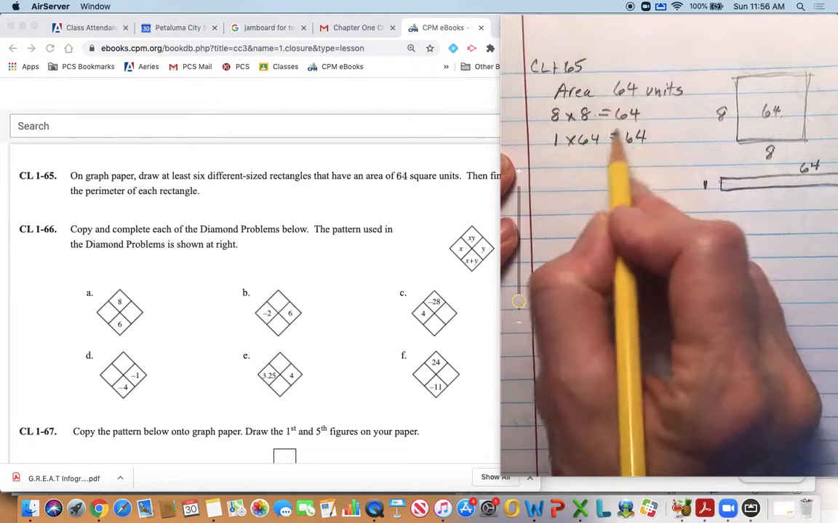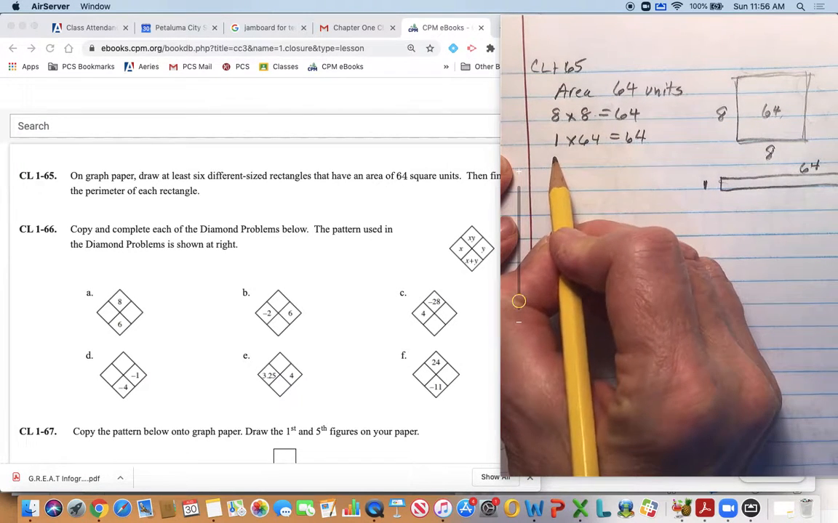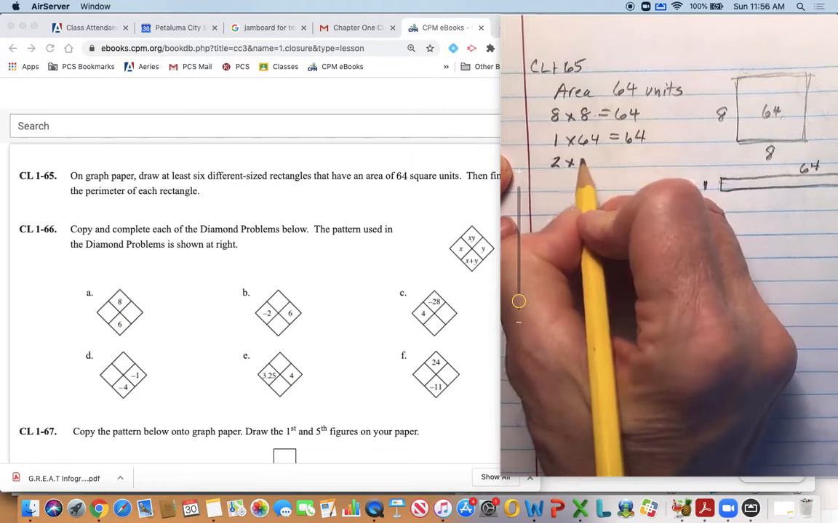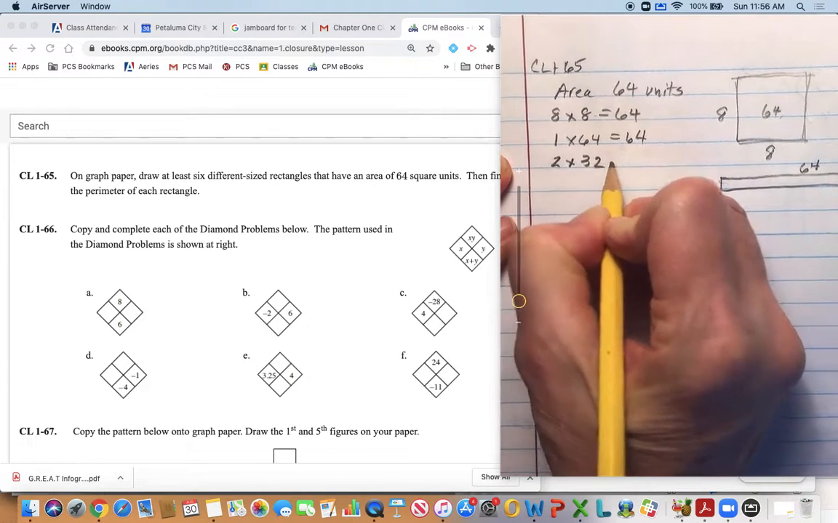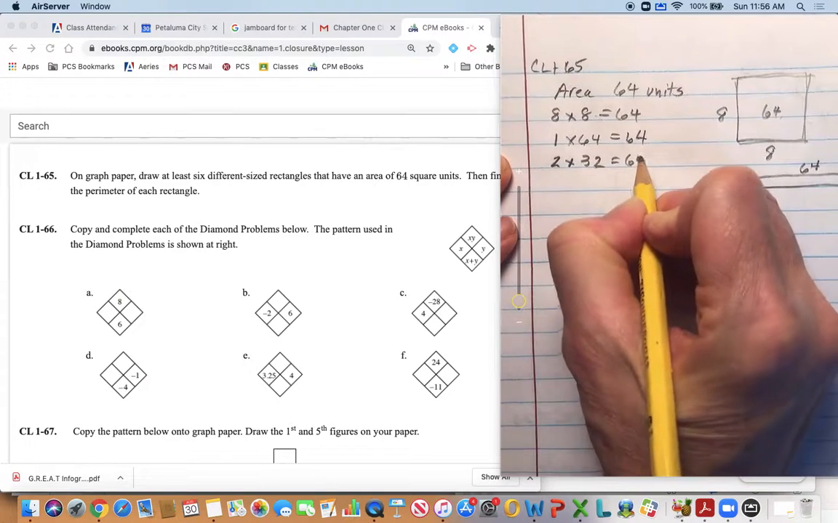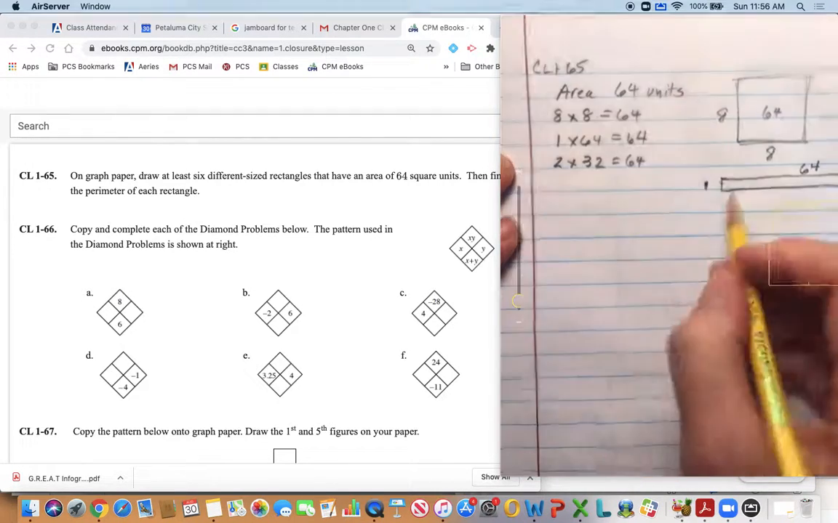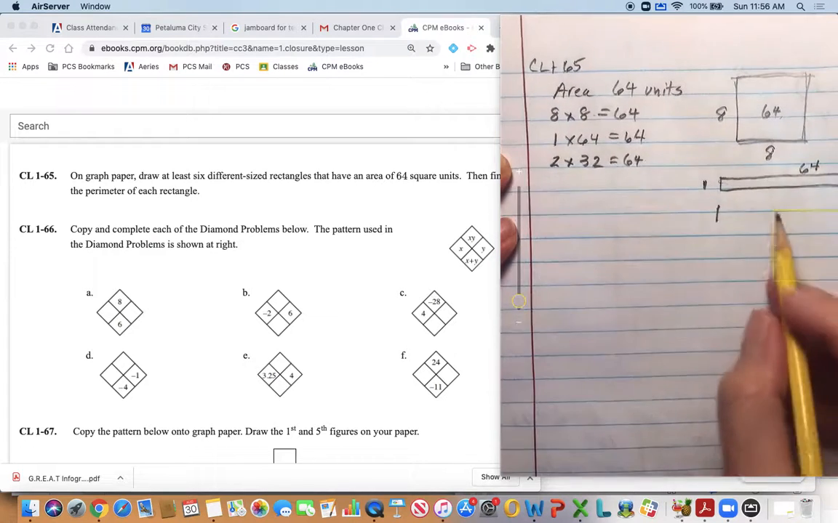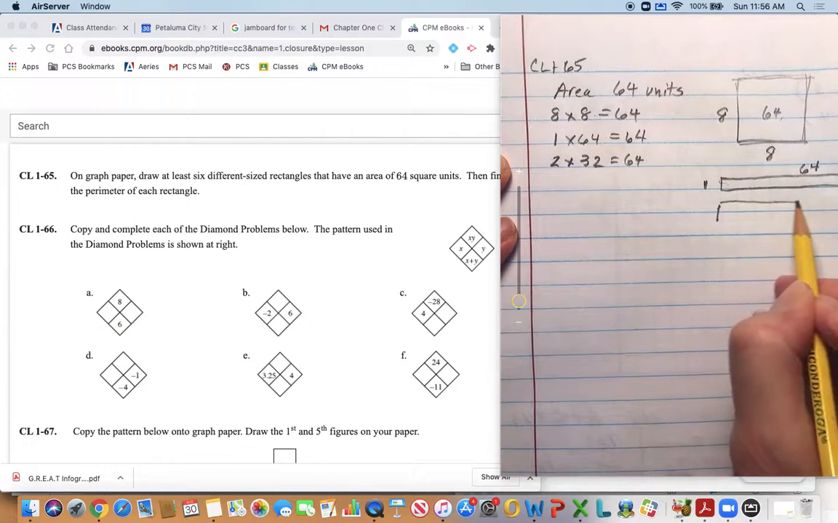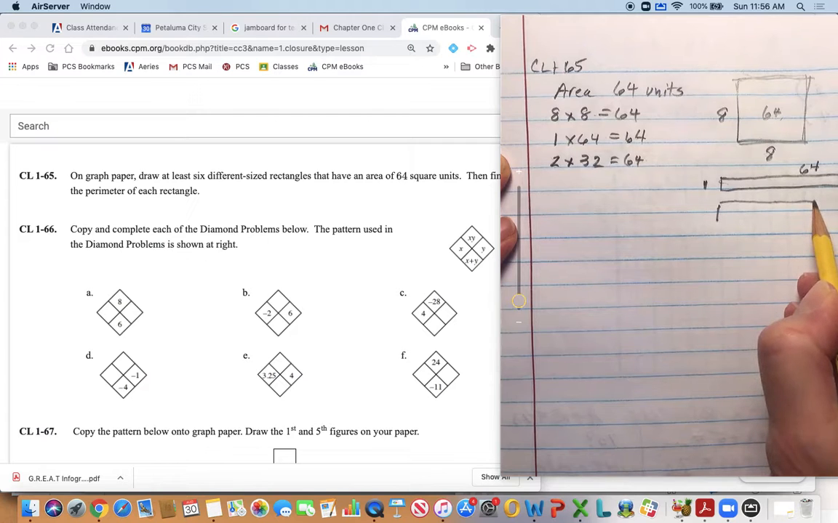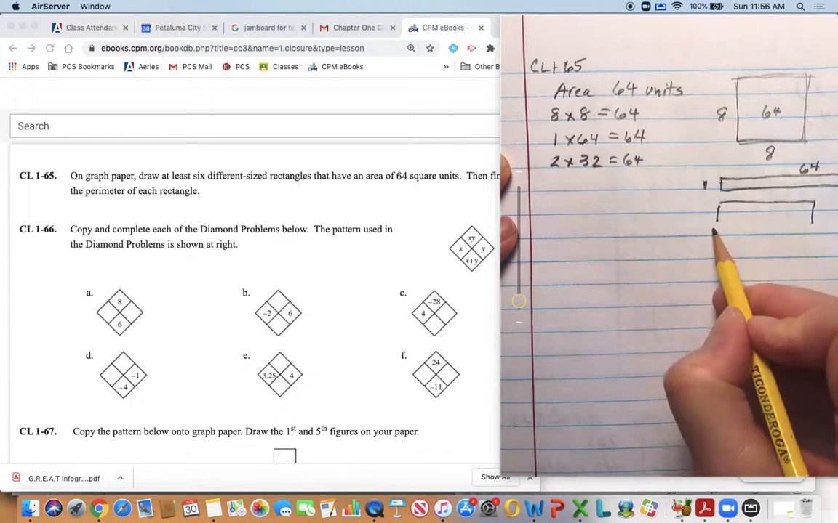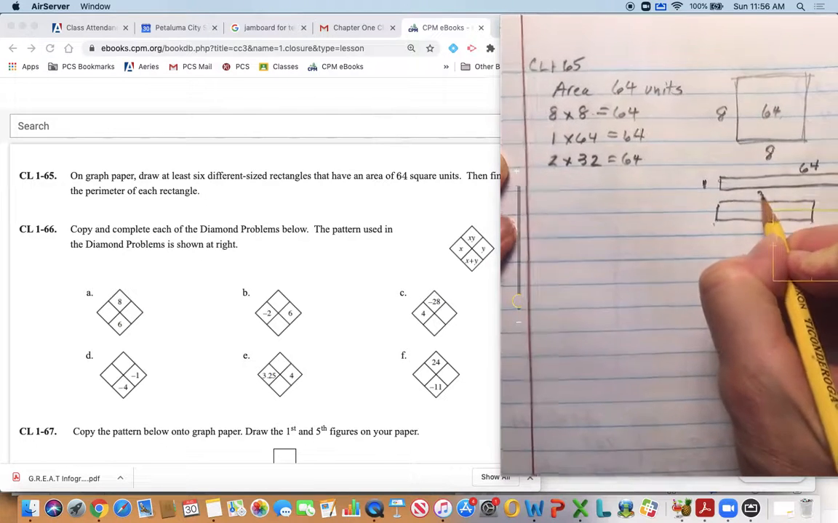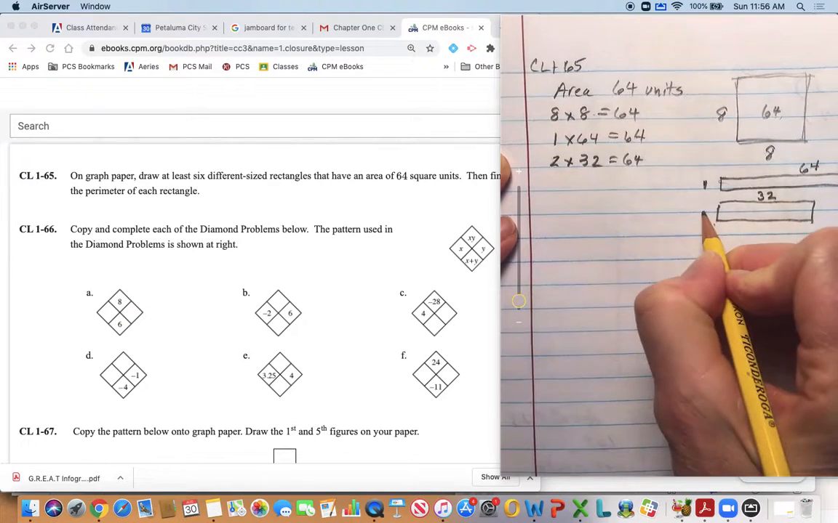Okay, so let's think of another one. Let's see, so 64, is it divisible by 2? Yes, I think it is. So if I do 2 times 32, there's another rectangle that has an area of 64. So this time we'll make a slightly shorter and fatter rectangle. It only goes halfway because it's 32 by 2.